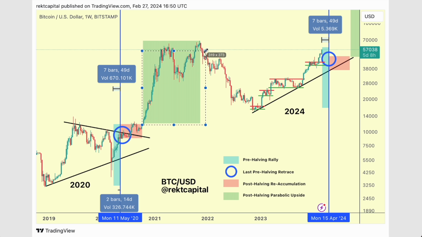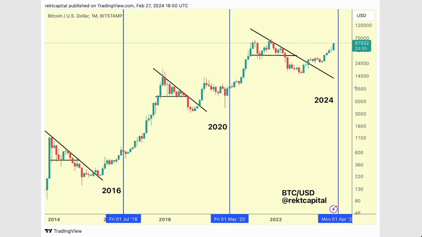And this is exactly the phase that we're talking about right now, this parabolic upside phase that tends to occur several months after the halving. That's something that really lies ahead.